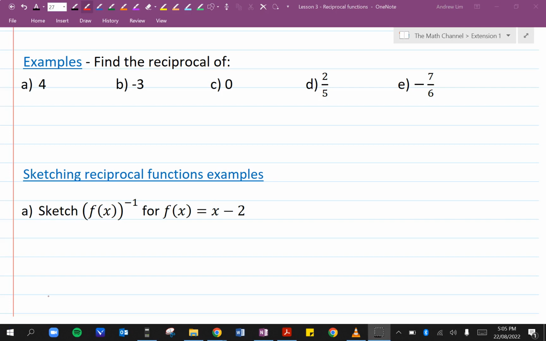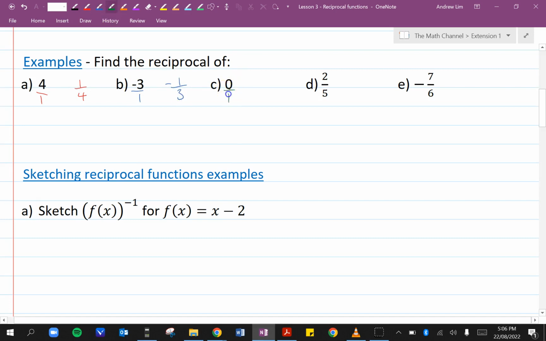So we can rewrite 4 as a fraction as 4 over 1. So the reciprocal of that will be 1/4. We can do the same thing for minus 3. Minus 3 is minus 3 over 1. So the reciprocal of that will be negative 1/3.